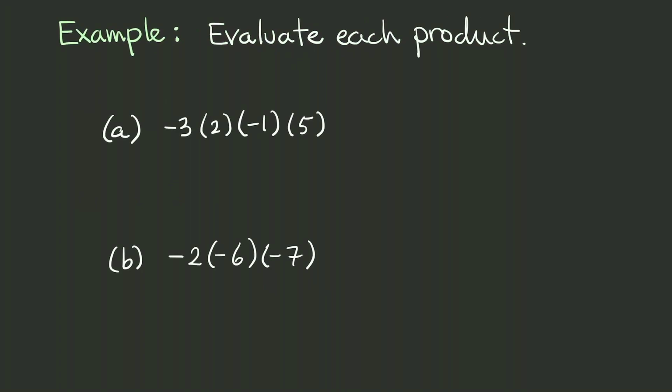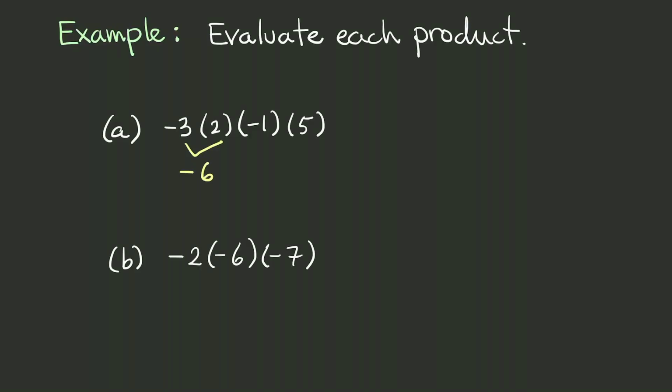In this example, we have multiple integers that we need to multiply together. We can do this in any order we want. So let's start with the negative 3 times the 2. This is a negative times a positive, so our result is going to be a negative number. And then we have 3 times 2, which gives us 6.